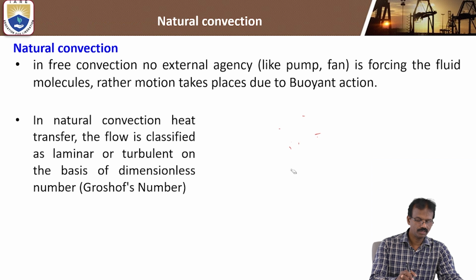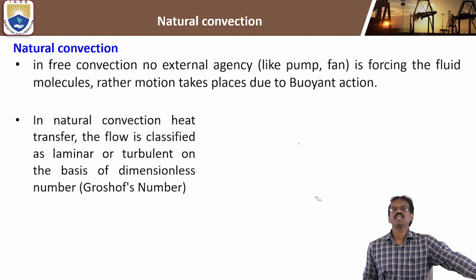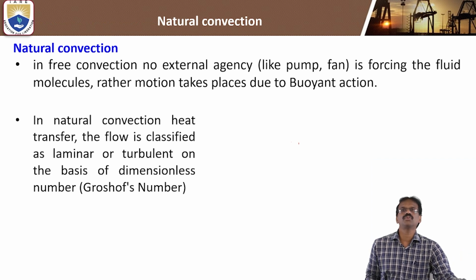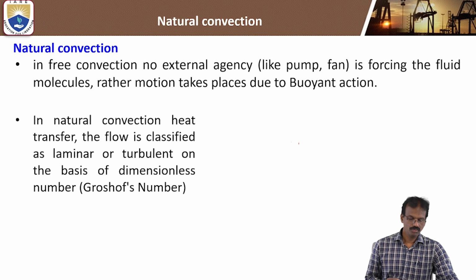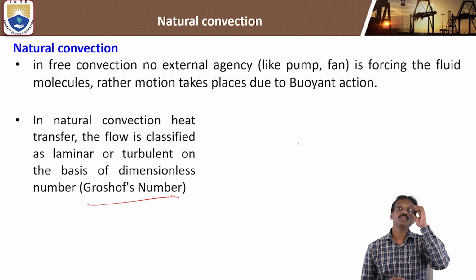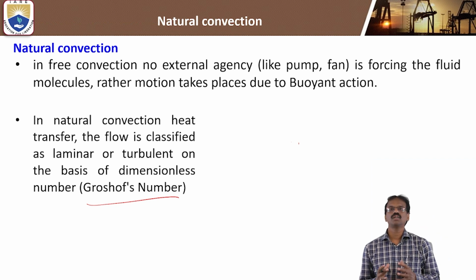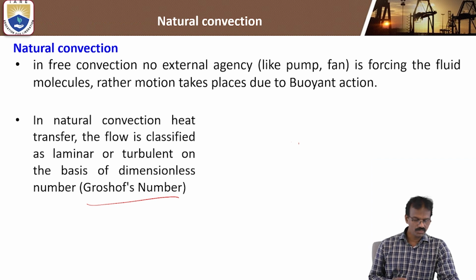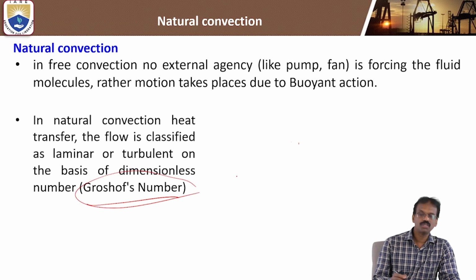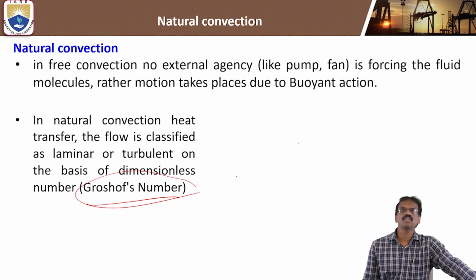In natural convection, here also we'll see two types of flows: one is the laminar flow and another one is the turbulent flow, similar to forced convection. To identify the type of flow, here we will use the Grashof number. In forced convection, we use the Reynolds number to identify the flow, but in natural convection, we use the Grashof number.